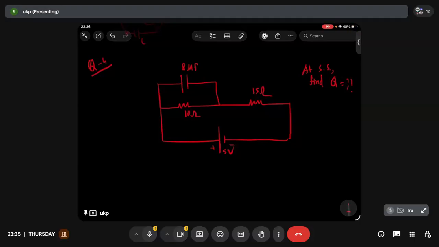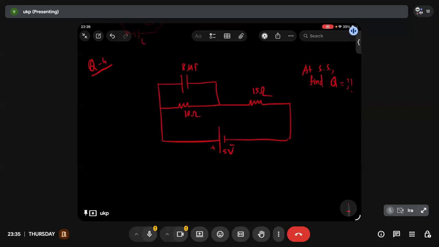Sir, 60 microcoulomb. Anyone else? Done?